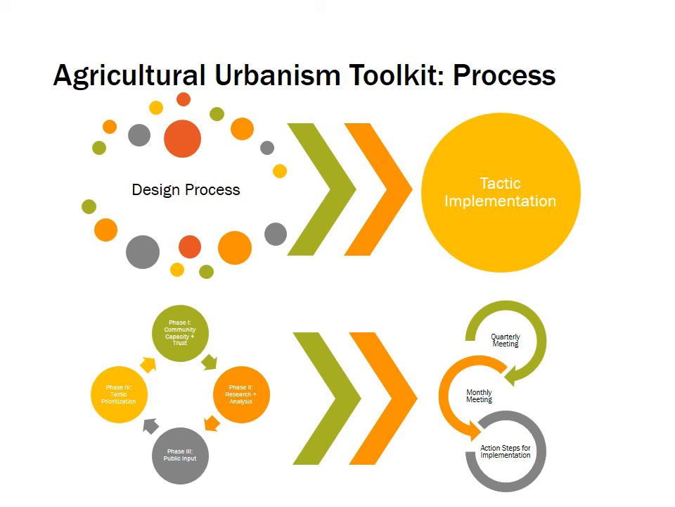The Agricultural Urbanism Toolkit is both a design process and research project to understand tactics of agricultural urbanism. The design process entails community capacity and trust building, research and analysis, and public input, which leads to the prioritization of tactics for implementation. The implementation and design of these tactics occurs within the second year of the design process through quarterly and monthly meetings.